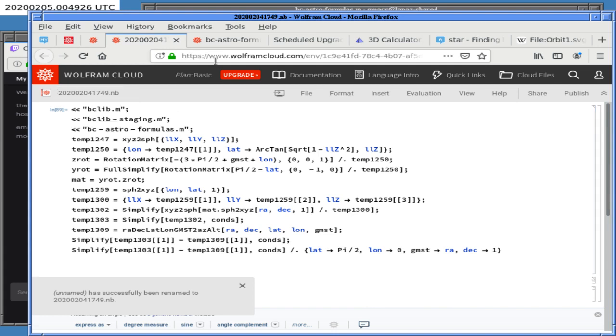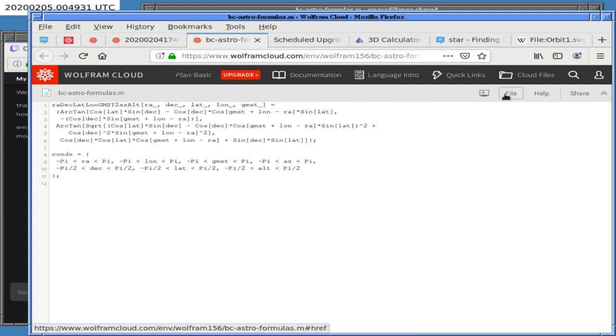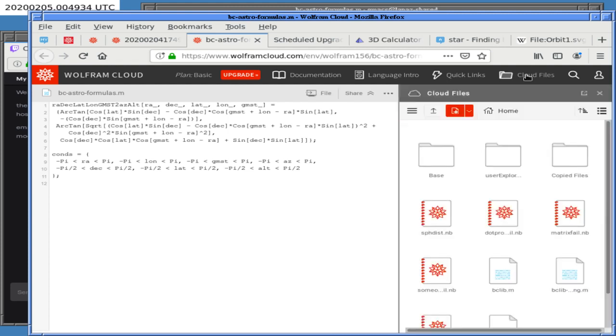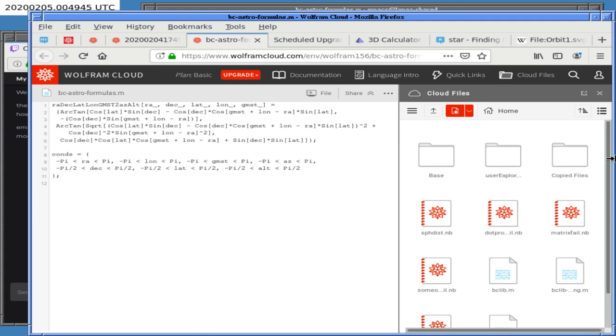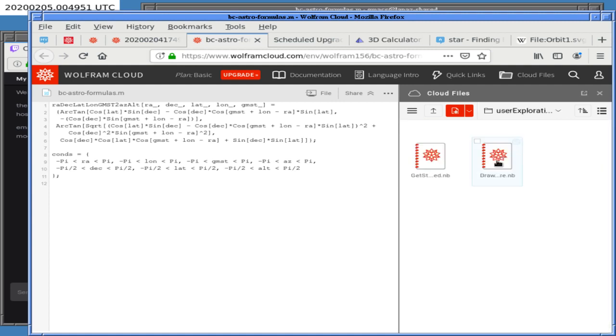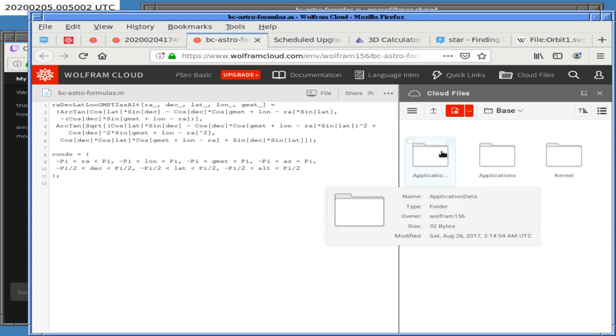Okay, let's see if we can find an older notebook. Let's see if we can restore one of our older notebooks that has the correct version in it. Not this one, not this one. I don't think any of these, I don't think I saved any of them, unfortunately. Well, user exploration. I just think I've been really, really bad about saving my work, which is bad. I mean, okay, so there's nothing really in there either.